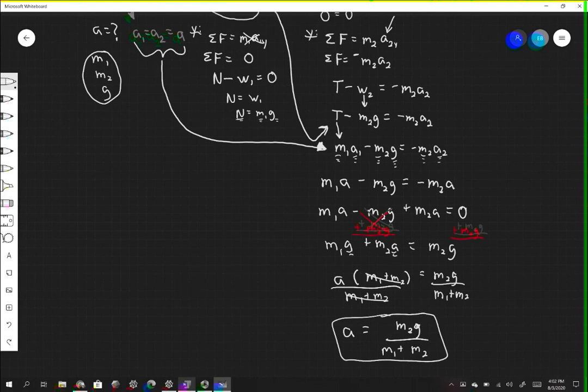So important things to note were that tension was the same at all points along the rope, and because that tension was the same, acceleration was the same at all points in the rope. And that's kind of a sample of how to use tension in physics.